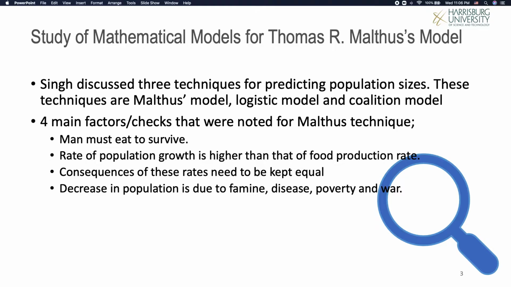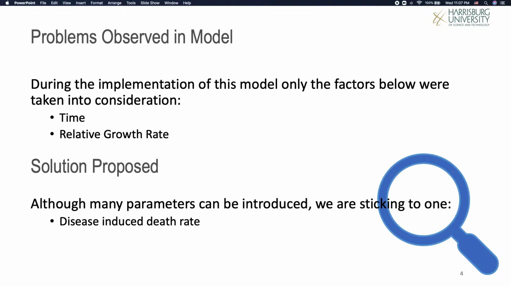So in this paper, he talked about three different ways to predict population sizes, which are Malthus's, logistic, and coalition. However, we'll focus on Malthus's. And in this case, he also mentioned four factors whereby man must eat to survive. The rate of population growth is always higher than the food production rate. There are consequences of these rates, which need to be kept equal. And then there's a decrease in population due to diseases, famine, poverty, and war.